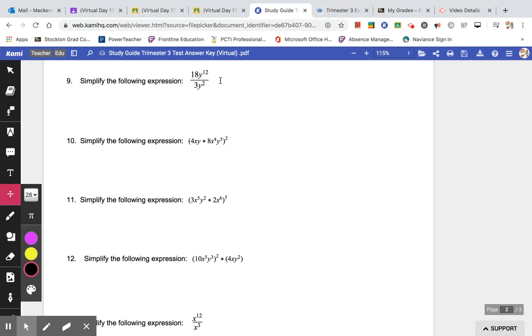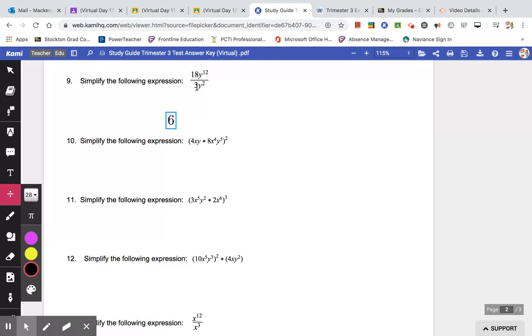And quotients are actually the exact opposite of multiplying monomials. They're actually dividing monomials. So our first step when we do these is to notice if there's any coefficients. So in this case, there are coefficients. We have 18 and 3. So when we have coefficients, we're actually going to divide them. So we do 18 divided by 3, and we will get 6 when we do 18 divided by 3. So that will be step 1, divide your coefficients.